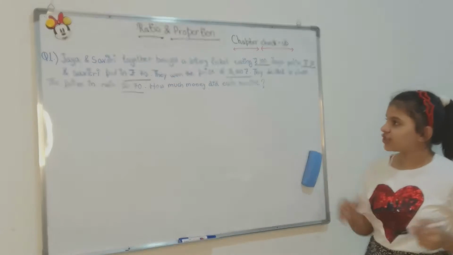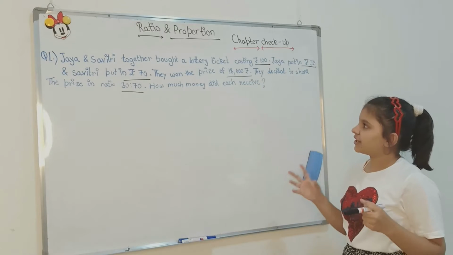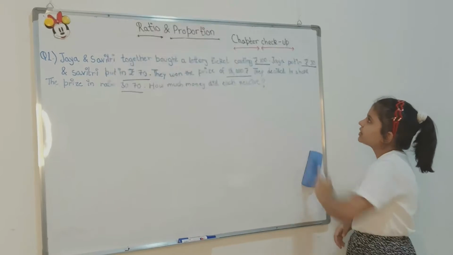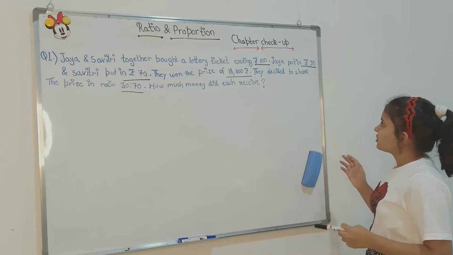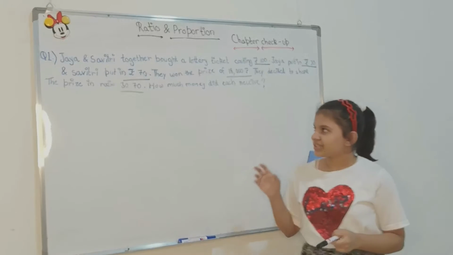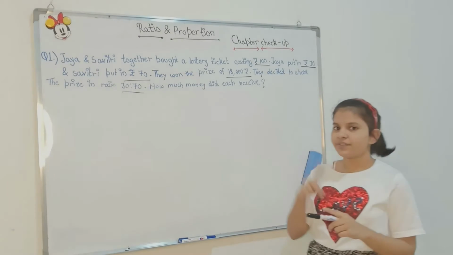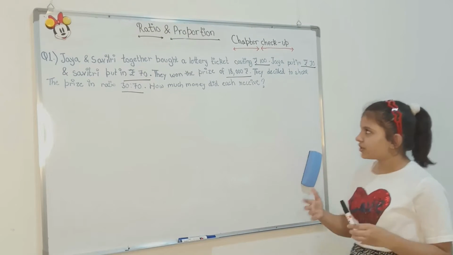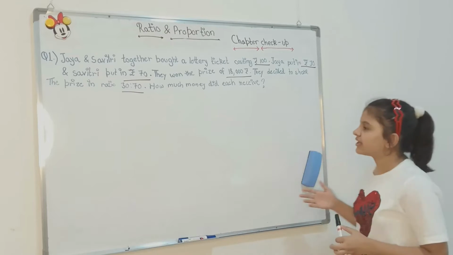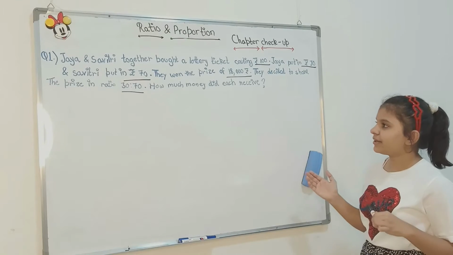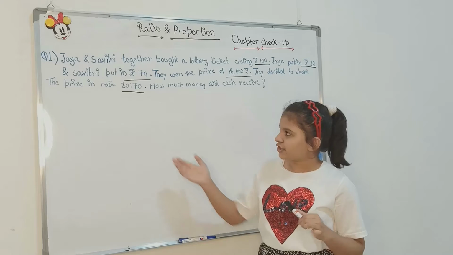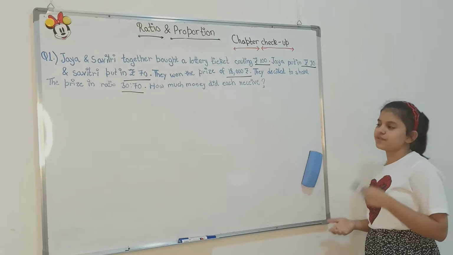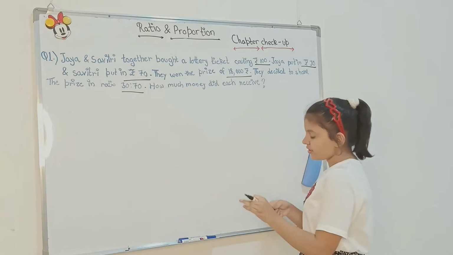So here Jaya and Savitri together bought a lottery ticket and the cost of the lottery ticket was 100 rupees. Jaya put in 30 rupees and Savitri put in 70 rupees. Total, if we add them, we'll get 100 rupees. Then they won the prize of 18,000 rupees, and decided to divide it between themselves in the ratio of 30:70. Now they are asking how much money did each of them receive. So let's start doing it.